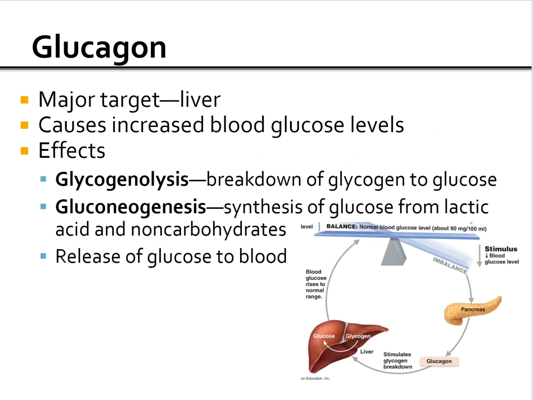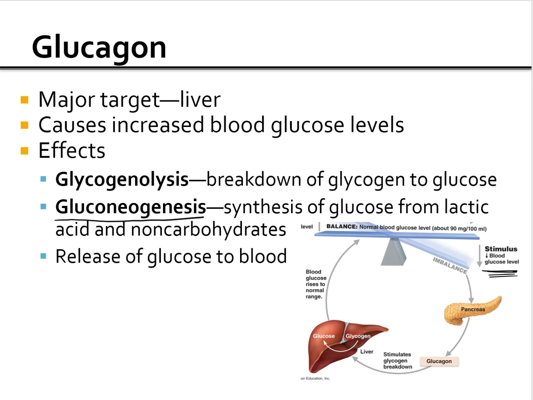Okay? So when we look at glucagon, again, glucagon will be released in response to a decrease in blood glucose. Okay? Glucagon will be secreted from those alpha cells, and it will target the liver. And it will target the liver to do two major things. One, it will take lactic acid and non-carbohydrates and convert them into glucose. And this is a process known as gluconeogenesis.